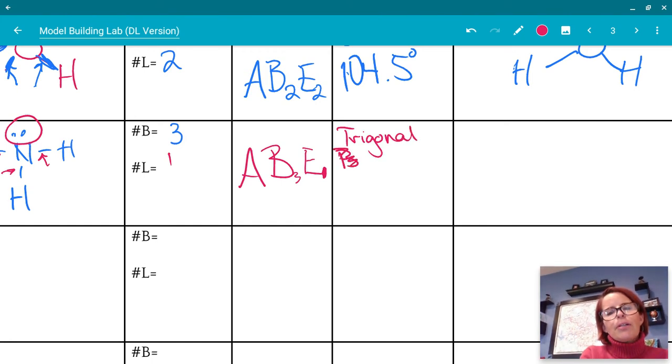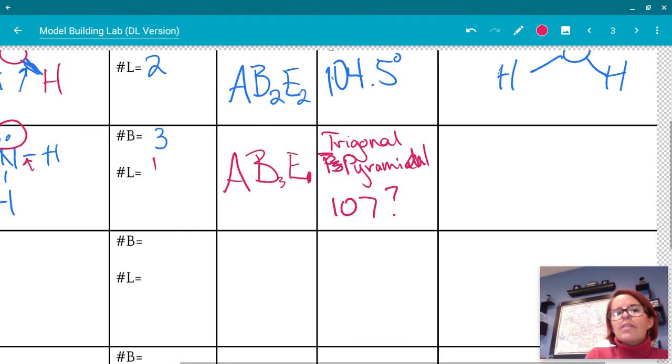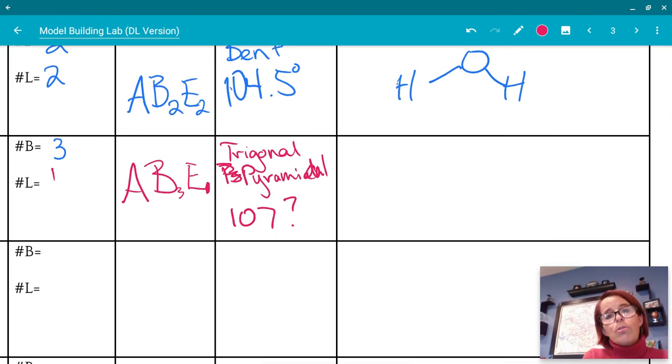No, not bipyramidal, sorry. Pyramidal. And again, I don't remember off the top of my head what the angle is. It's like 107, maybe 107. That's a question mark, so don't copy that right there. But now here's where we need to use our special tools for drawing a 3-dimensional element.